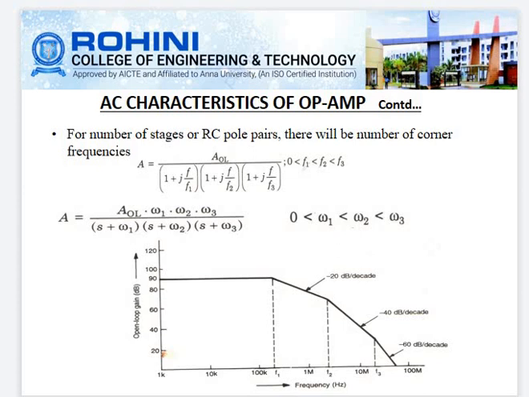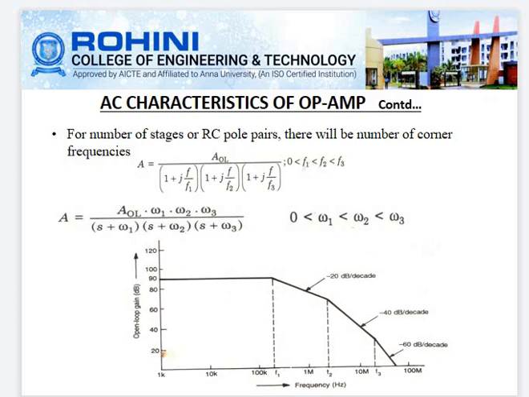into 1 plus jf by f2 into 1 plus jf by f3. Here the condition is f1 value should be greater than 0, f2 value is greater than f1 and f3 value is greater than f1 and f2.